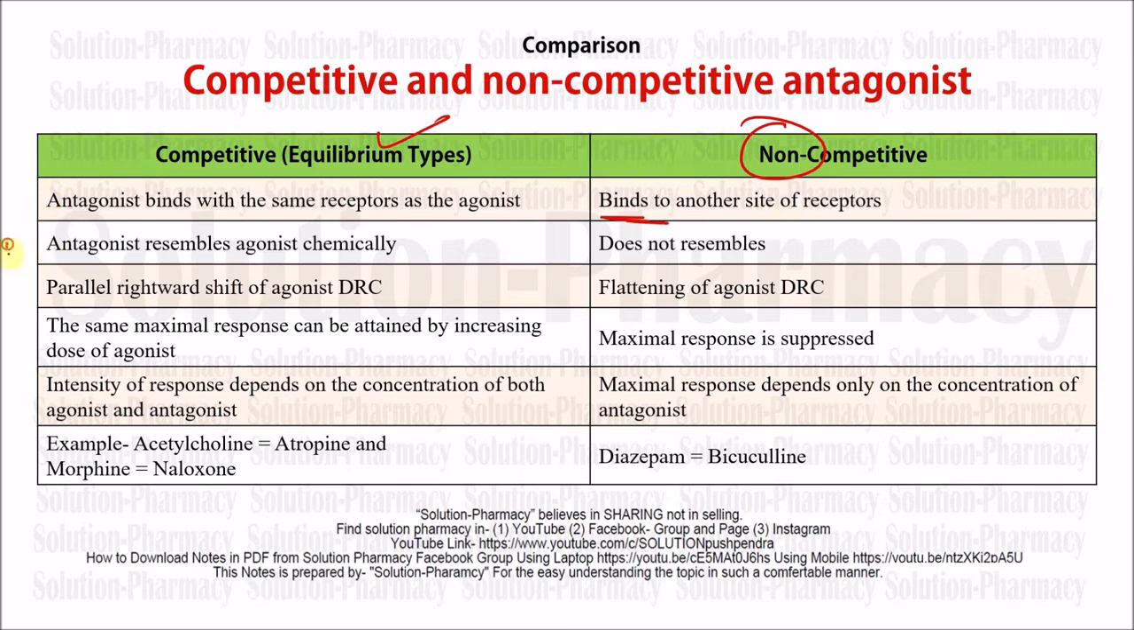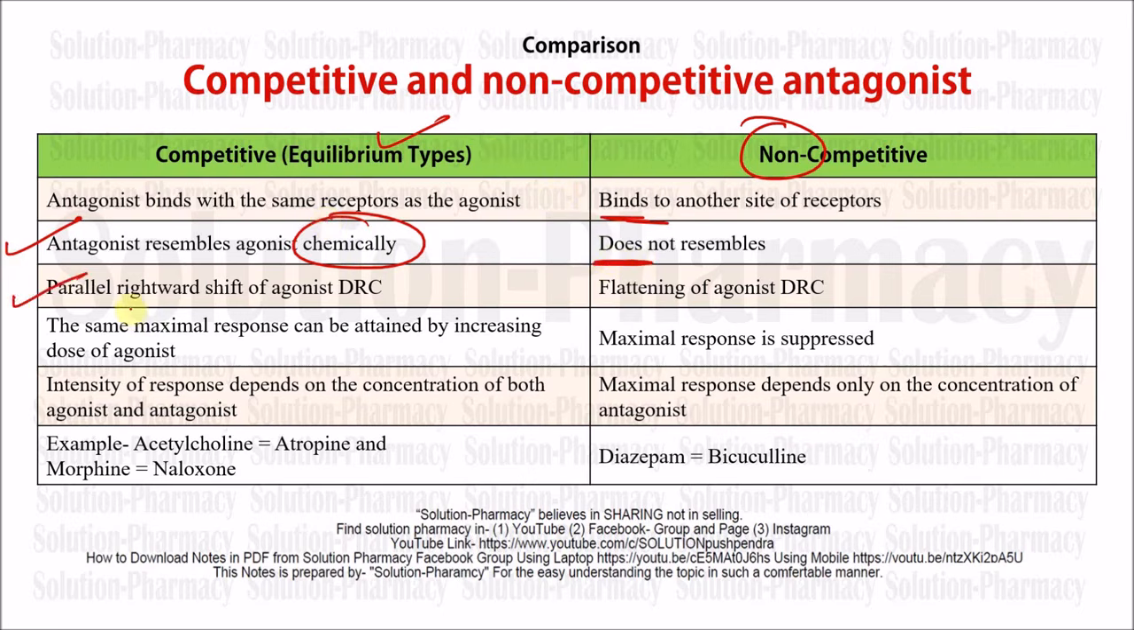Second differentiation is antagonists resemble agonists chemically. As you have also seen in the previous image, antagonists and agonists look the same, but the color was different. That means they are chemically the same. These are called competitive antagonists. But in case of non-competitive, these two do not resemble each other.